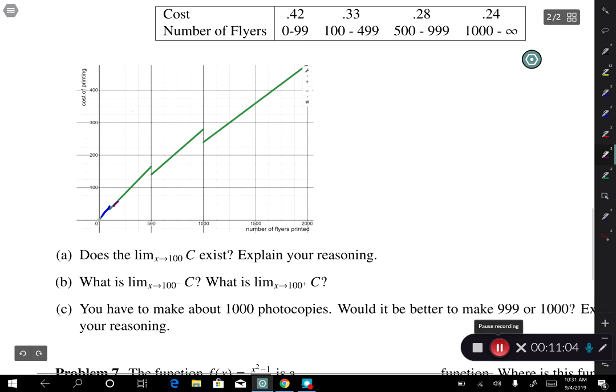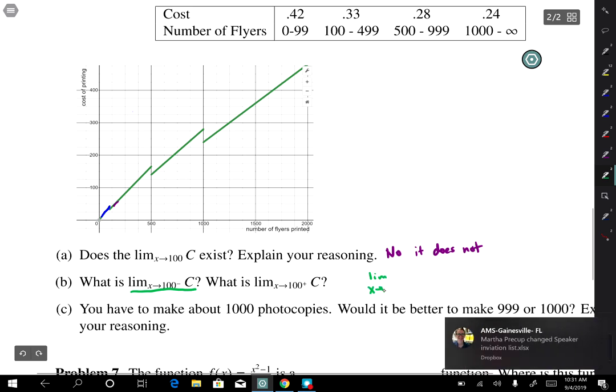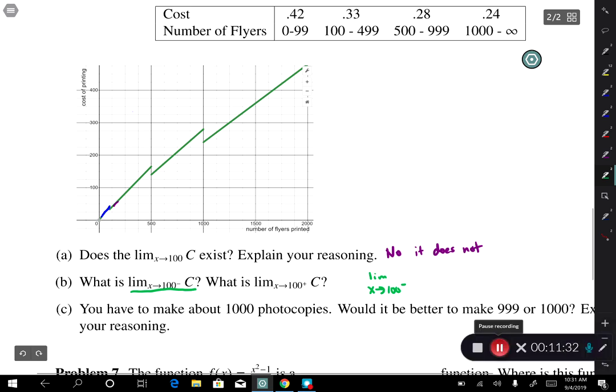So let's see here. Does this limit exist? Explain your reasoning. No, it does not. And my reasoning is going to be better explained using the math terminology. So what is the limit as x approaches 100 from the left of c? Well, let me just write that down in green. That's the limit as x approaches 100 from the left of 0.42x, which is what c is defined as at that value.